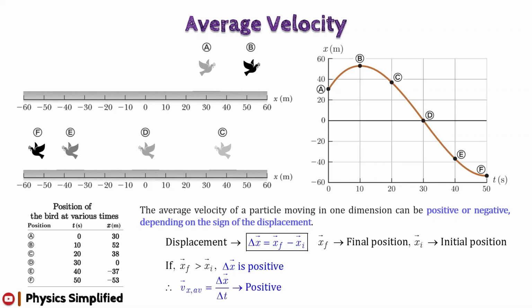This corresponds to a particle moving in the positive x direction, that is, toward larger values of x. If the coordinate decreases in time, that is, if x suffix f is less than x suffix i, delta x is negative, and so also the average velocity. This corresponds to a particle moving in the negative x direction.